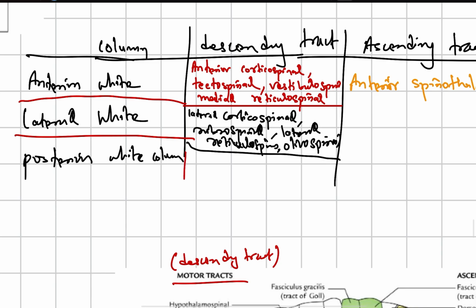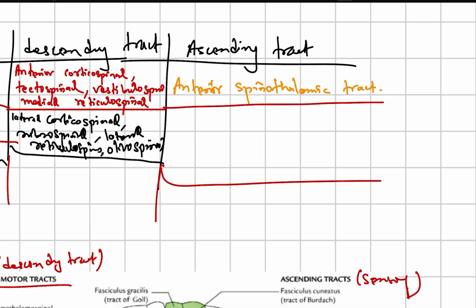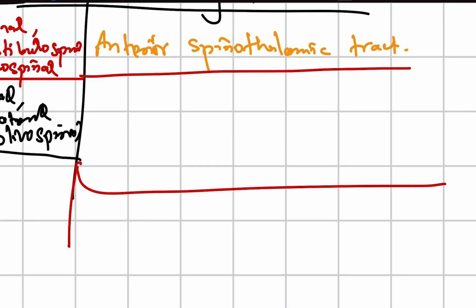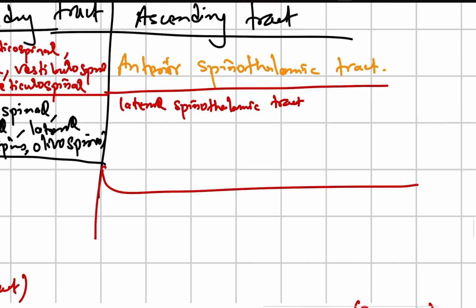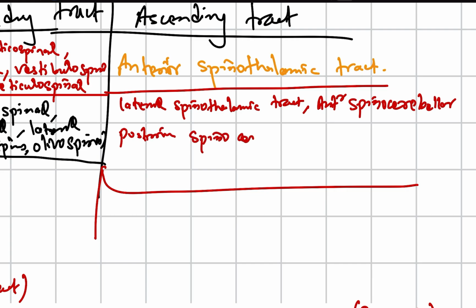Okay, in the posterior white column, going for the ascending, there is the lateral spinothalamic tract, then anterior spinocerebellar tract, then posterior spinocerebellar, and then spinotectal and spino-olivary.